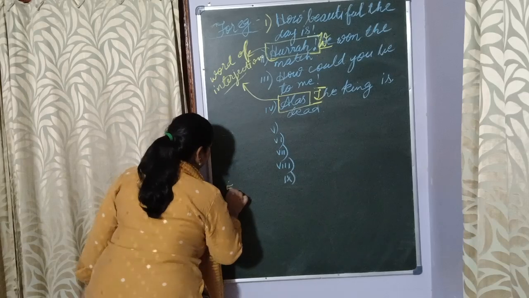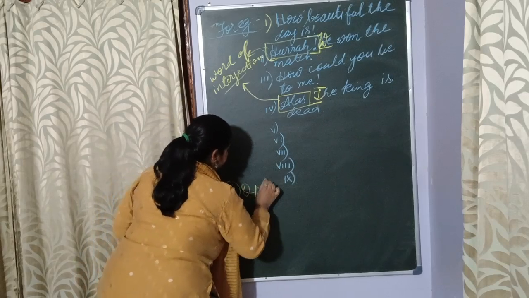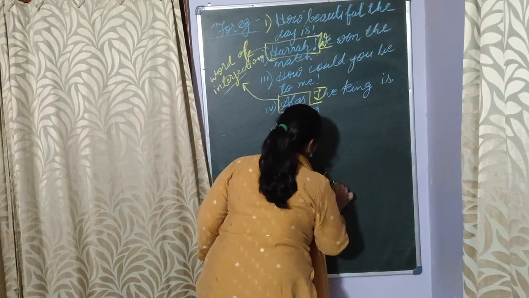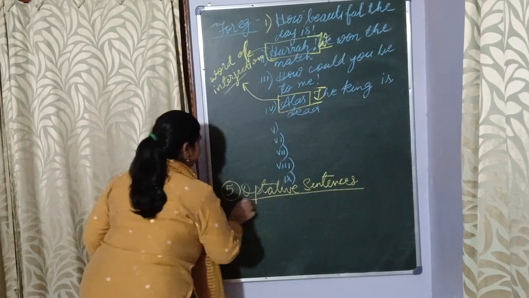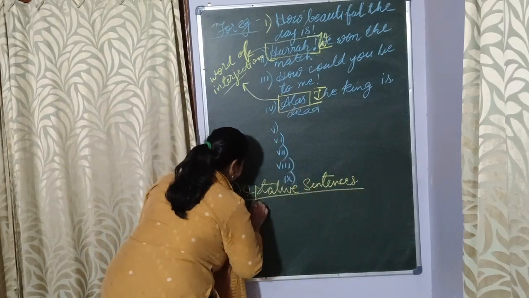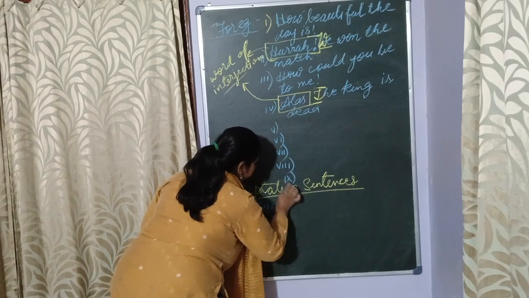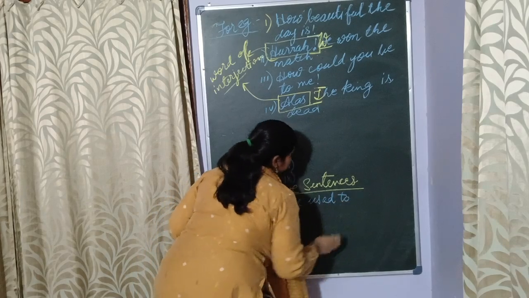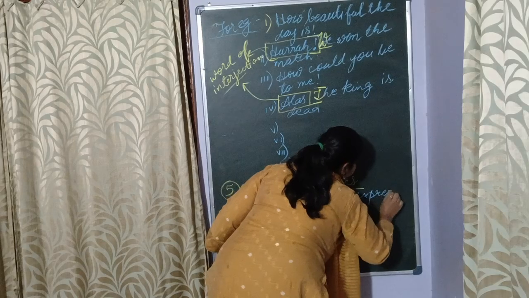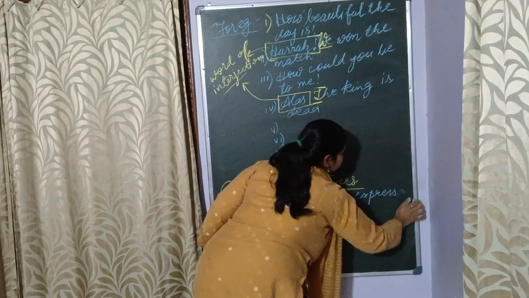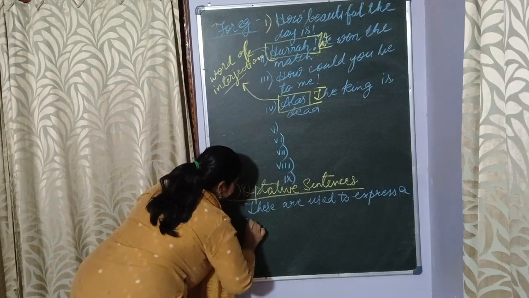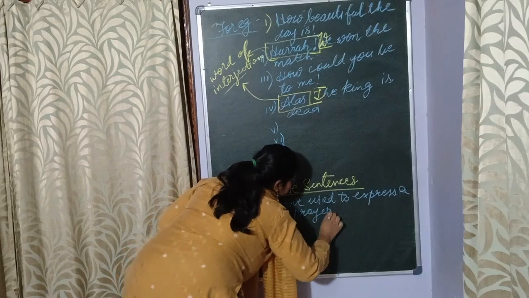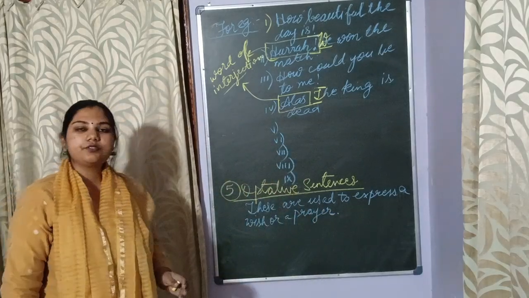Number 5 is your optative sentence. These sentences are used to express a wish or a prayer.